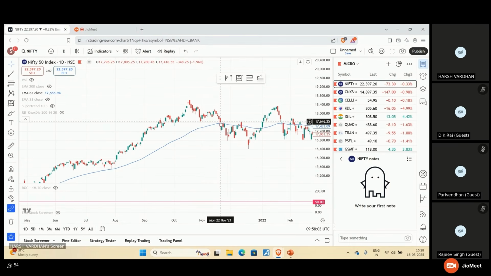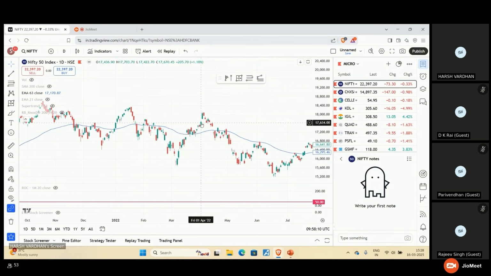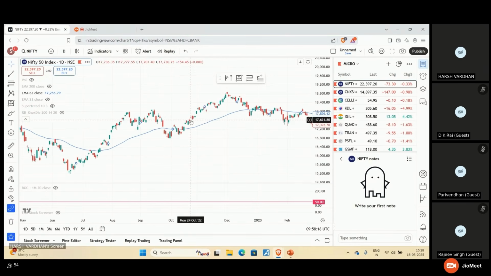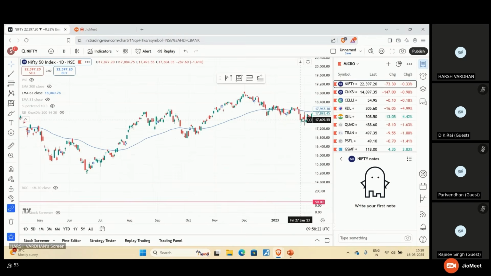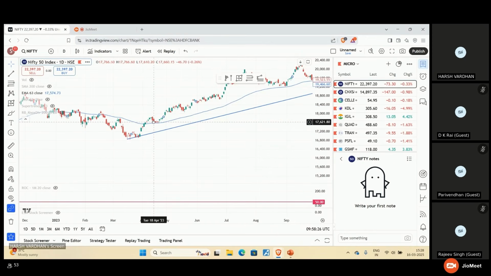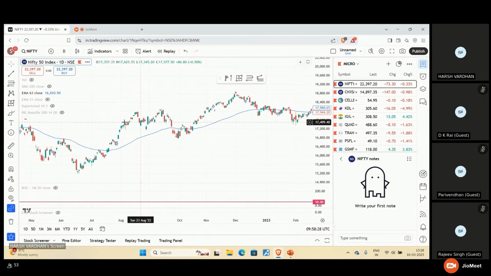For example, from this 17,600 level, this was in November 2021. Then you can see more or less the market till April 2022 didn't give any returns at index level. Even after that, for example, you can see here September 2022, even here also 17,600. It keeps on touching that level, right? Till here, till April 2023.